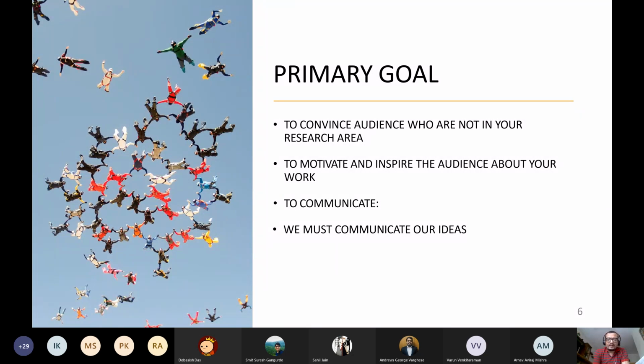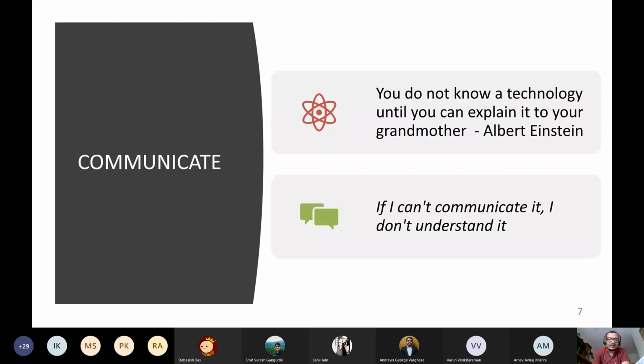The end punchline is that we should communicate, and why we stress communication is pretty simple. There is a famous quote that says you don't know a technology until you can explain it to your grandmother. I certainly believe the second quote, that if you can't communicate, that means you haven't understood. This is an extremely useful tip for anyone who wants to communicate something, or make sure whether he or she has understood something.